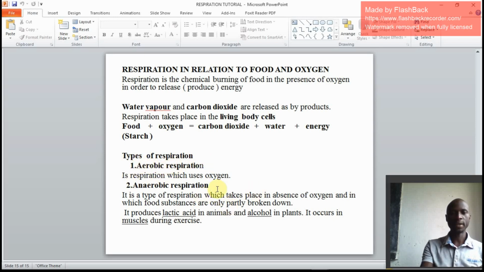But we have another respiration where oxygen is not a necessity. We can have respiration occur minus the presence of oxygen. So anaerobic is the type of respiration that occurs in the absence of oxygen. And food is burnt down partially. There is partial breakdown of food. Where does it occur? When does it occur?